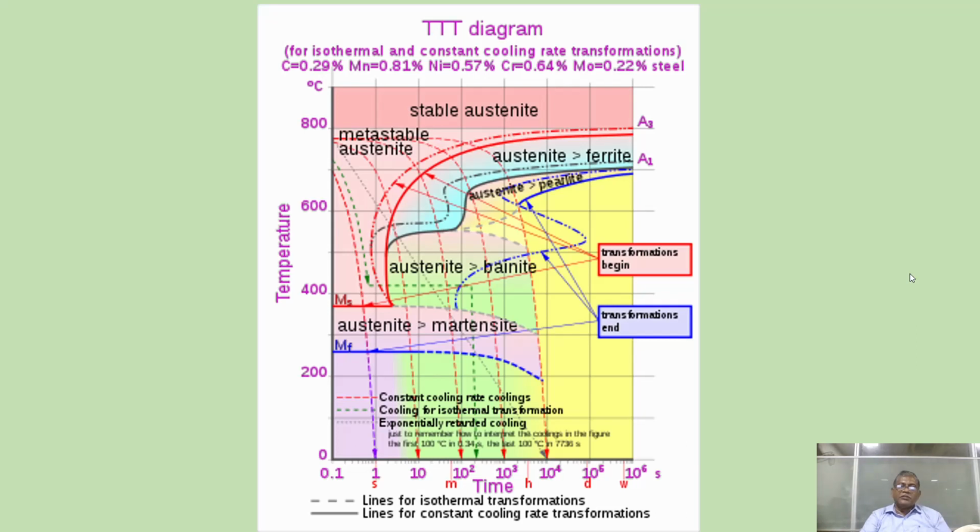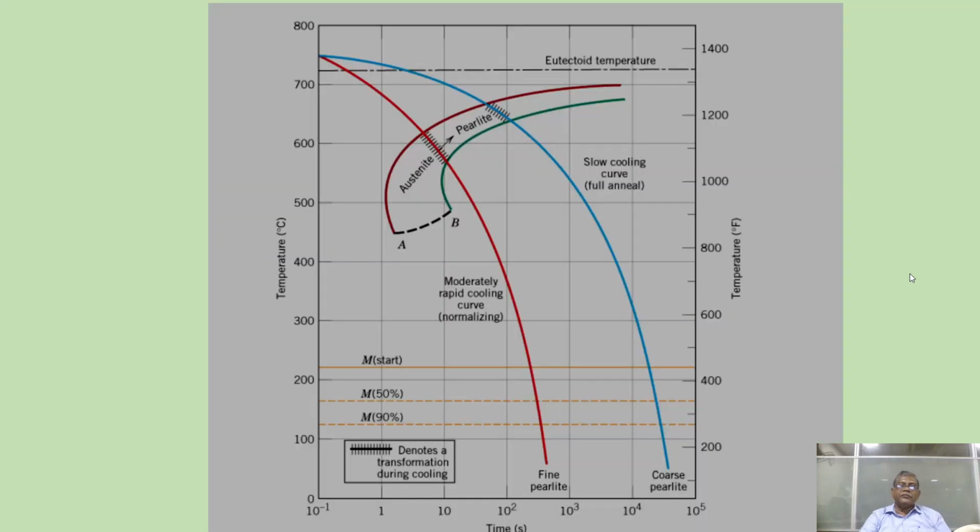MS is martensite start, MF is martensite finish. In all the practical applications of continuous cooling curves, it is very difficult to maintain a temperature for a longer period of time. So you have to cool fast to a certain temperature, then carry out this work fast, and then get the required microstructure. So the continuous cooling diagram is a practical diagram.